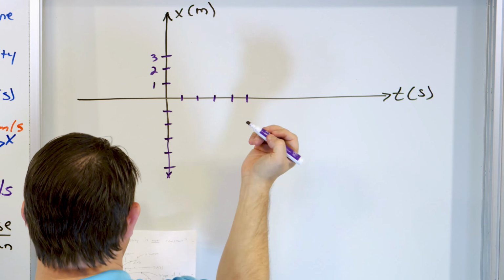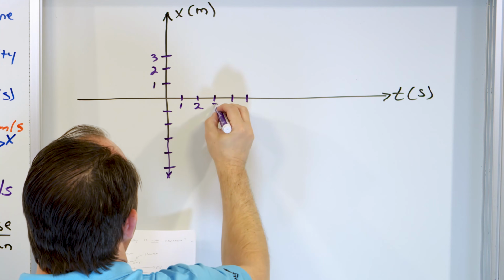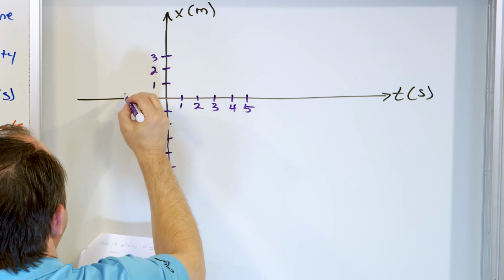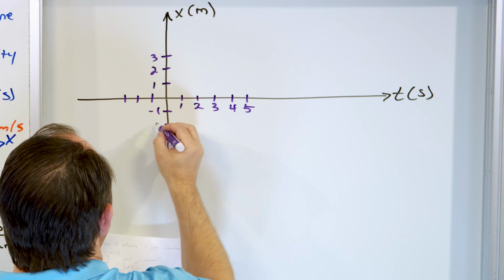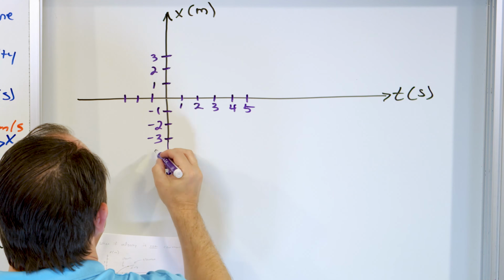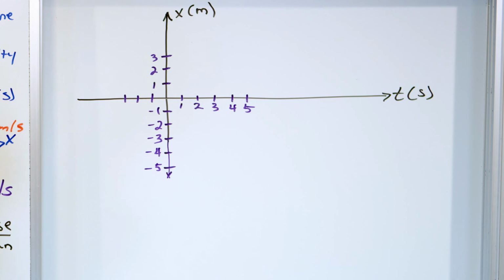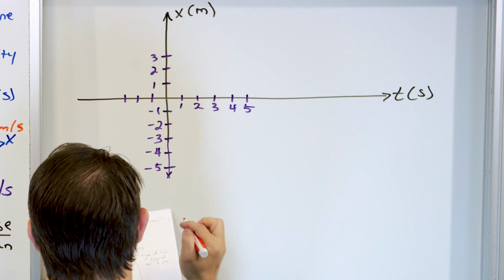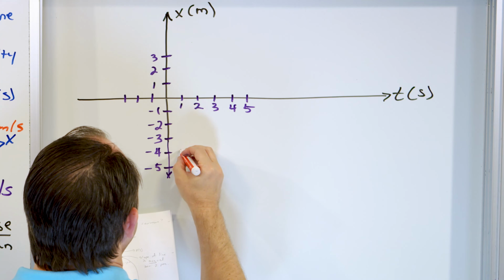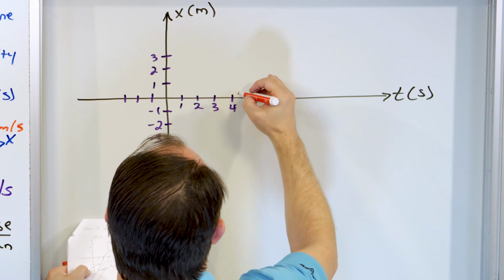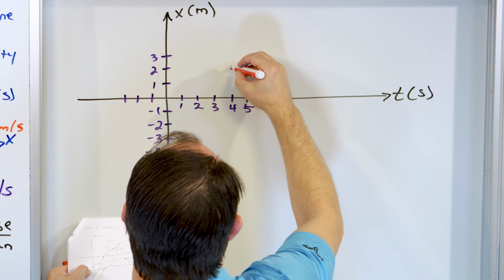So where do I put these? I guess I'll do it 1, 2, 3, 4, and 5. I don't think I'm going to need any here, but of course I have tick marks over here. I can do -1, -2, -3, -4, -5 in terms of the position. All right, so what I want to do is I want to take a look at the places. Here is a dot I'm going to put right here. And then over here, I'm going to put a dot right here.